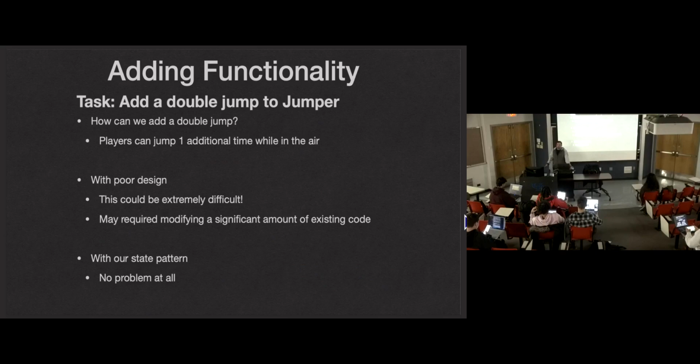And then we want to add the double jump. This is the bit I want to talk about. 2 minutes, we got this. We want to add a double jump with all of that. With poor design, this could be very difficult. If you have a whole mess of code, especially if you do kind of the natural beginner thing where you put everything in one big method and or at least one big class.